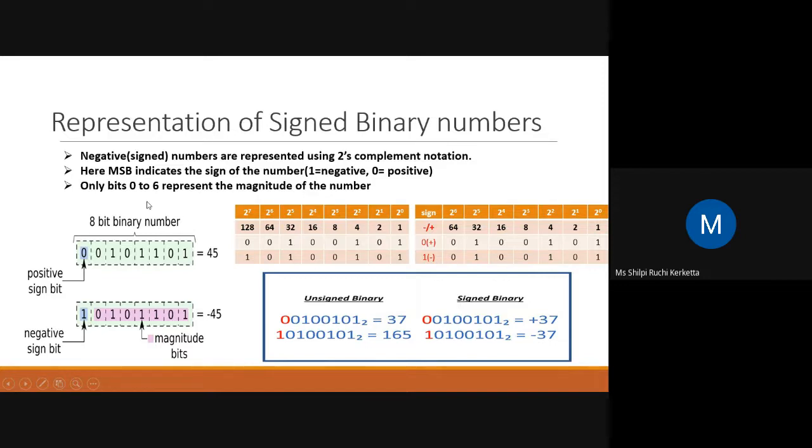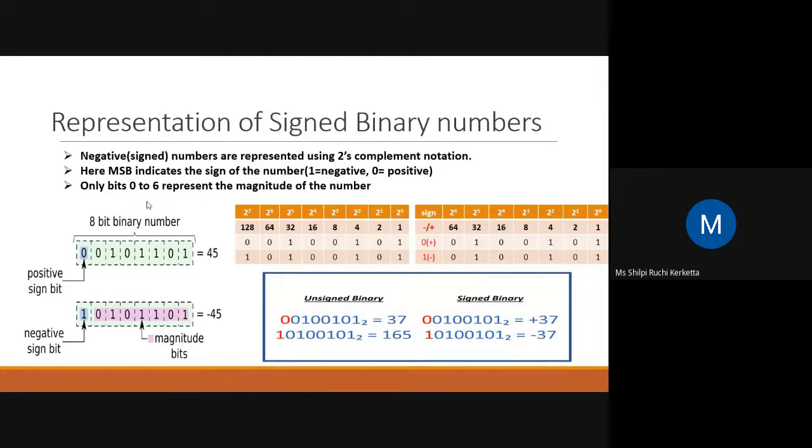If it is a signed binary number, it will be mentioned that it is a signed binary number. You are given a number and you don't have to guess whether it is signed or unsigned. Because no other notation is there, no positive or negative sign is there.